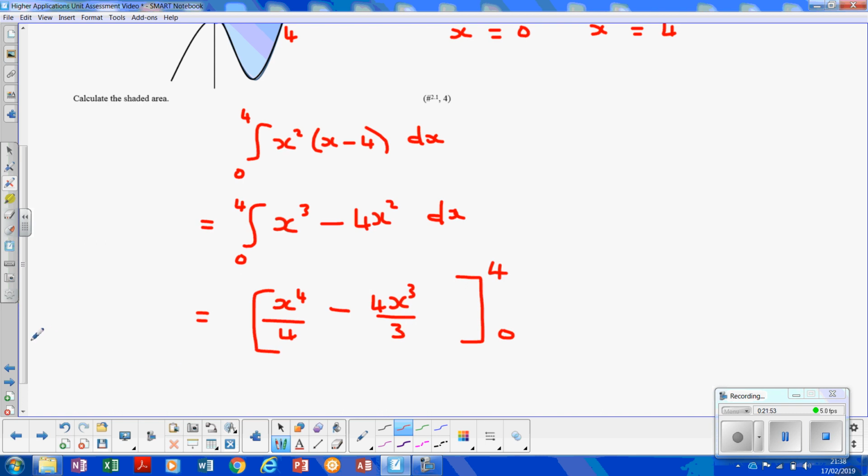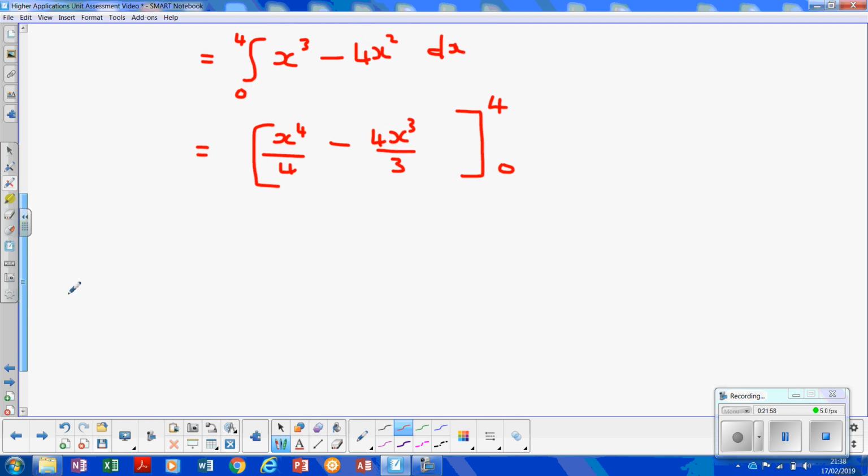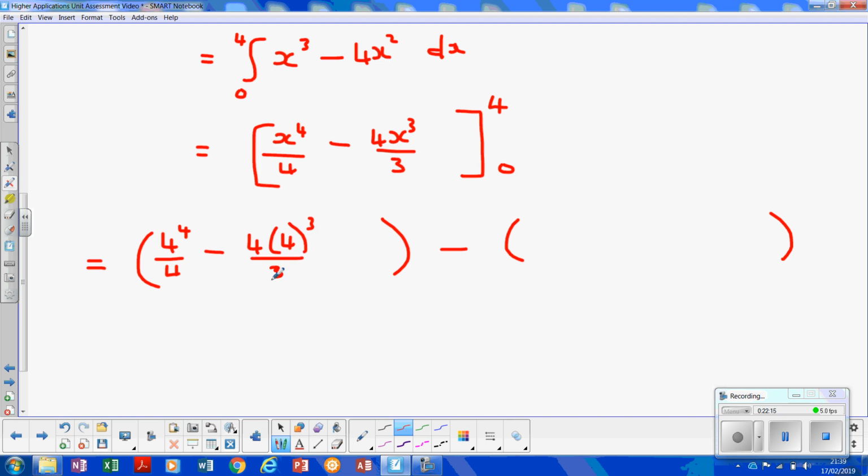Now to work out that definite integral, I substitute in the upper limit, which is 4, substitute in the lower limit, which is 0, and we subtract. So I'm going to change to curved brackets so I can do the substitution. So we've got 4 to the power of 4 divided by 4 minus 4 times 4 to the power of 3 divided by 3, and next bracket I'm substituting in 0, so it's 0 to the power of 4 over 4 minus 4 times 0 to the power of 3 divided by 3. Now of course this bracket will all be 0, but you write that in.